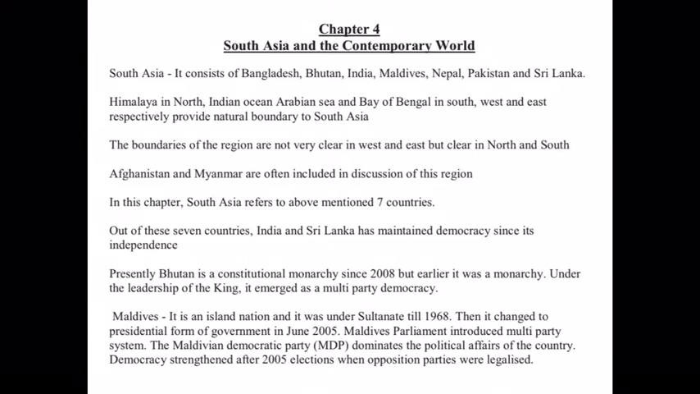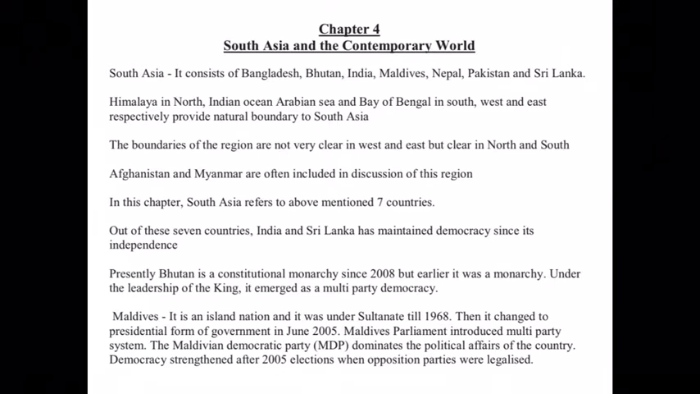Like the Himalayas, they are in the north part of this South Asia. Then in the south part we have the Indian Ocean, in the west part we have the Arabian Sea, and in the east we have the Bay of Bengal. So this area is provided with a natural boundary which makes this area distinct from other areas.